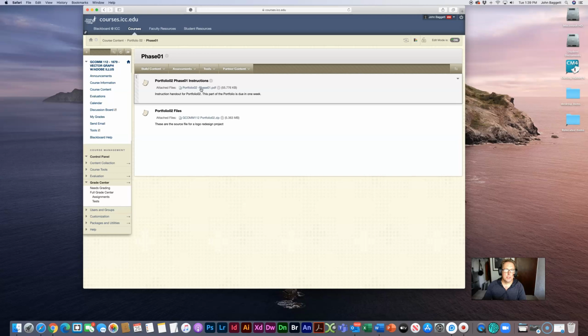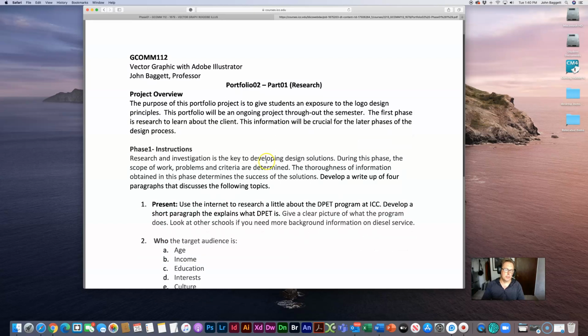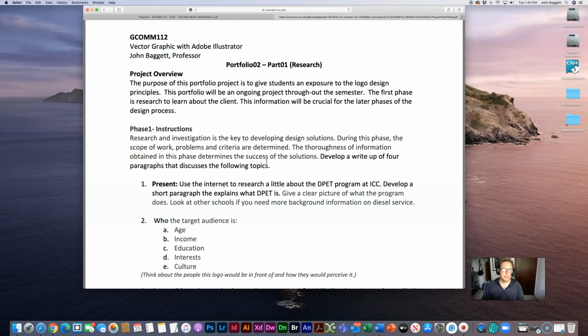The goal of this project is to redesign a logo. The purpose of this portfolio project is to give students an exposure to logo design principles. This project will be an ongoing project throughout the semester. The first phase is research to learn about the client. This information will be crucial for later phases of the design process. Research and investigation is key to developing design solutions. During this phase, the scope of the work, problems, and criteria are determined. The thoroughness of the information obtained in this phase determines the success of the solution.